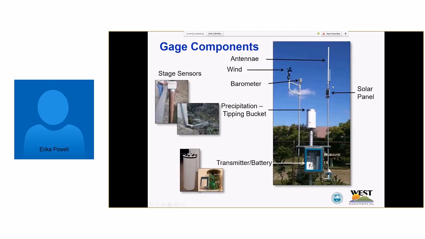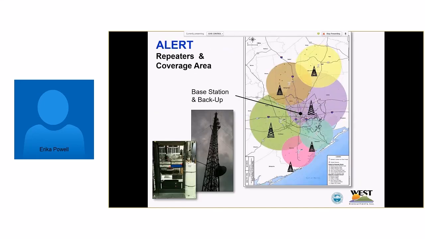Field components, you have all the different types of sensors. Here's a weather station that's got antennas and solar panels and wind, barometer, precipitation, and then the electronics packages all to worry about. And we talk about repeaters, and again, if your gauges are far away from the base station, you need to be able to relay that signal into a central location, and you need to understand the radio propagation characteristics of the region.